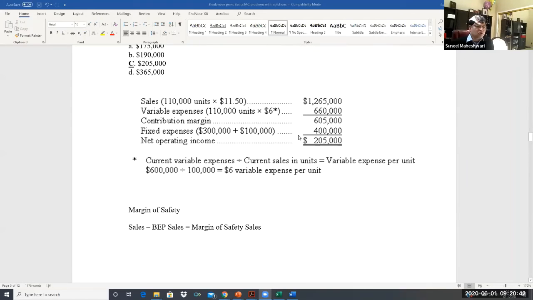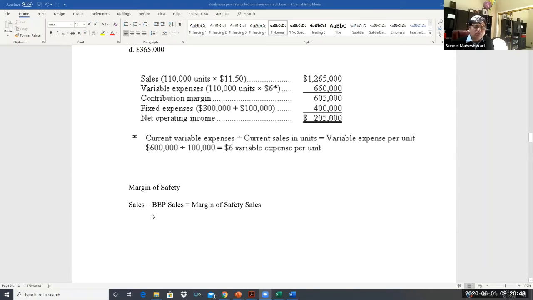So next is a concept called margin of safety. That is very simple. Anything you sell over the break-even point is your margin of safety. That is basically how much the sales can fall before you get into the loss area. How much can the sales fall before you get into the area of loss? So anything over your break-even sales is your margin of safety.